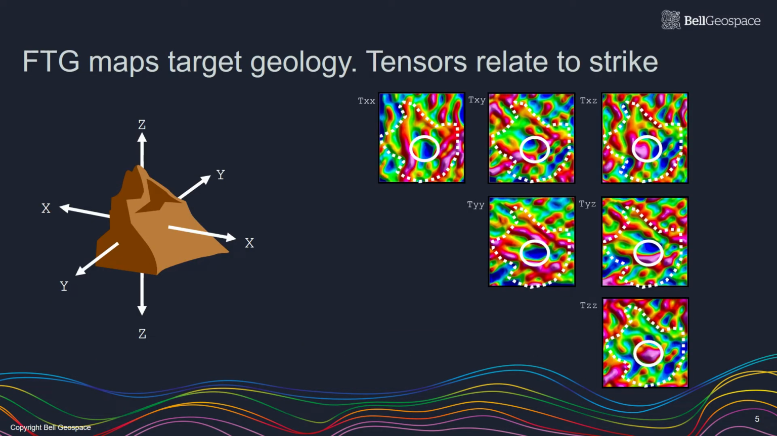Full tensor gradiometry has a significant advantage over other methods when it comes to inversions. The FTG maps target geology, and the tensor components that are directly measured relate to strike. It's important when performing an inversion that these tensors are measured and not calculated, because the results are quite different in a 3D datum.